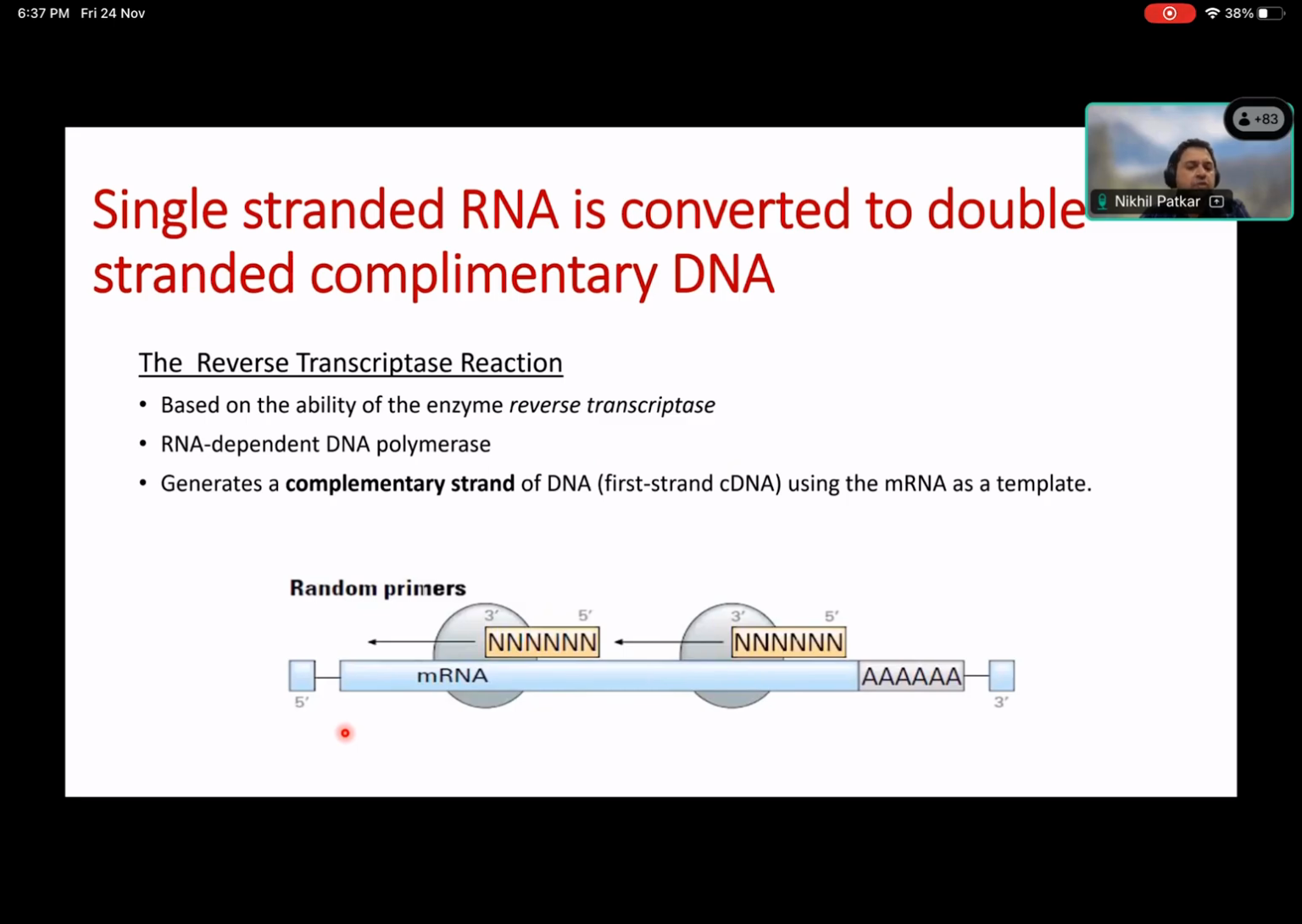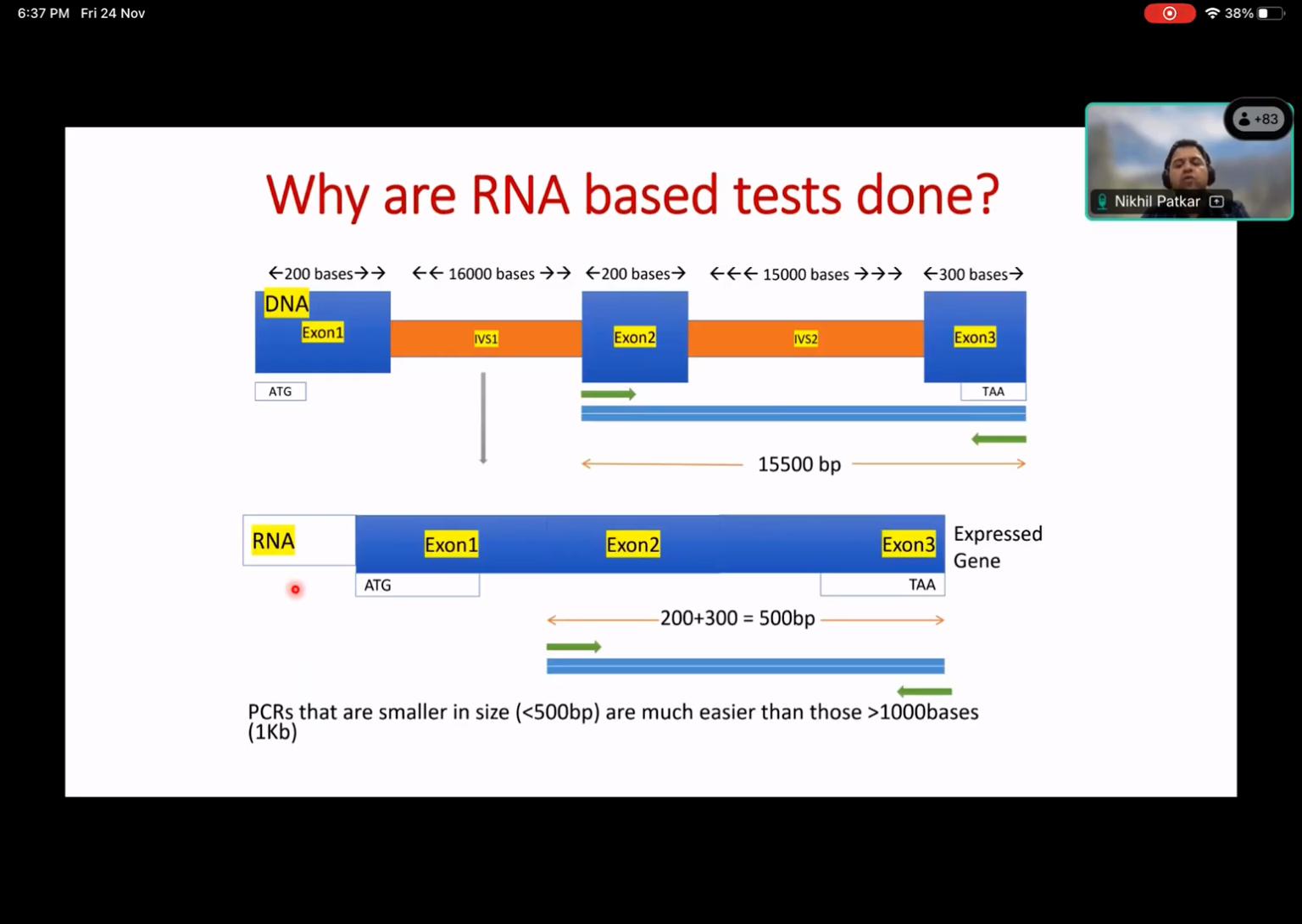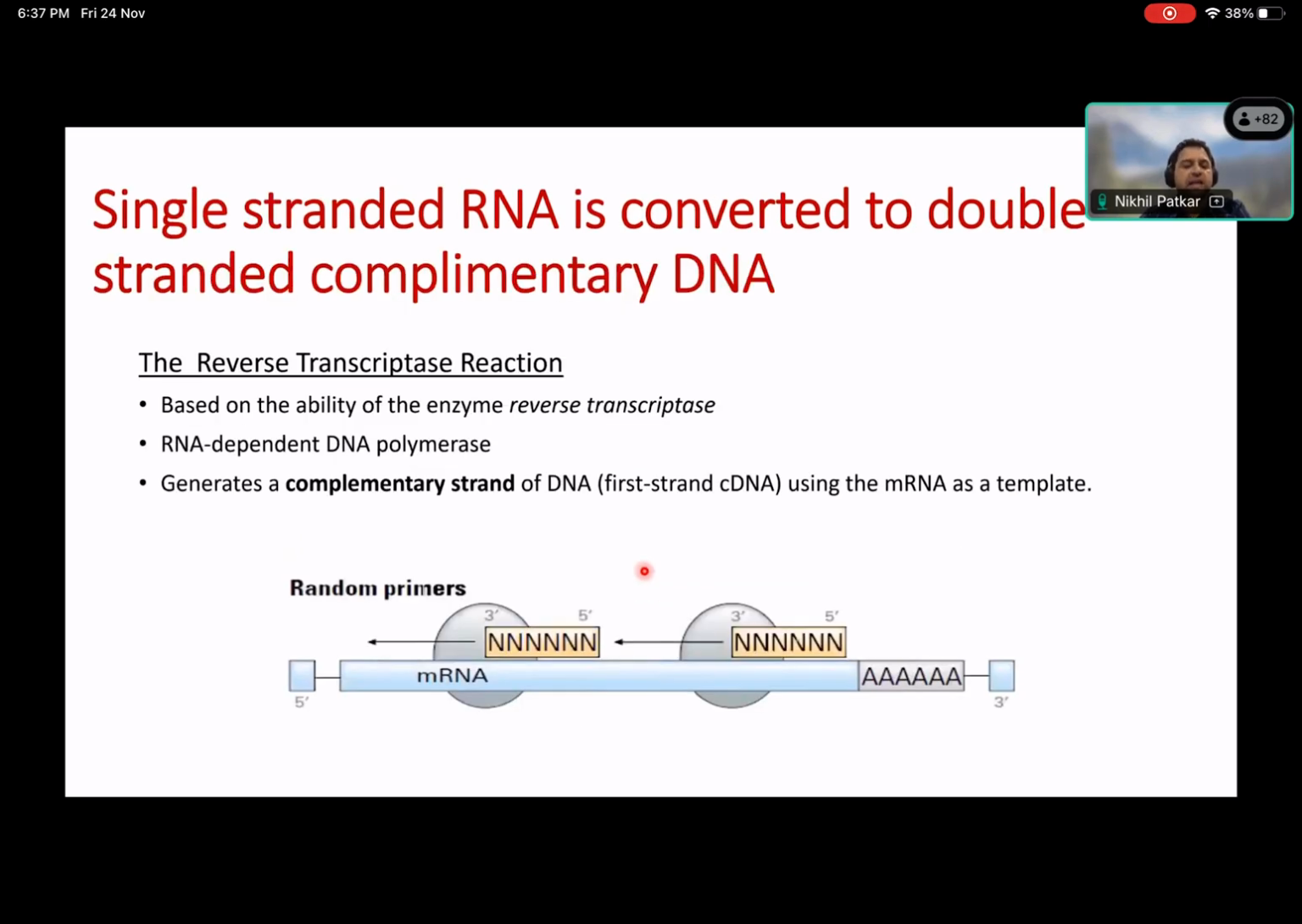So which is why one works on RNA when you want to detect fusion transcripts, because fusion transcripts, typically the chromosomal translocations at DNA level happen between introns, and it is very difficult to amplify such a large region of the genome, especially when you want to monitor responses to therapy. Therefore, if you work on RNA-based tests, these are much smaller regions to amplify and are easier to work on. But RNA is single-stranded and unstable, and must be converted to double-stranded complementary DNA, which is done by an enzyme reverse transcriptase.